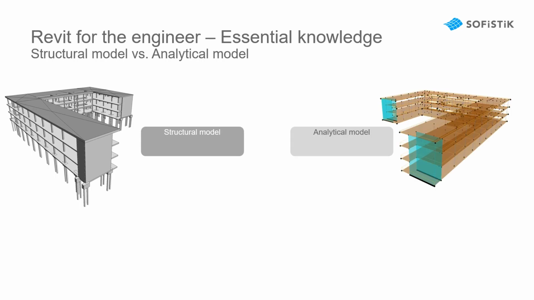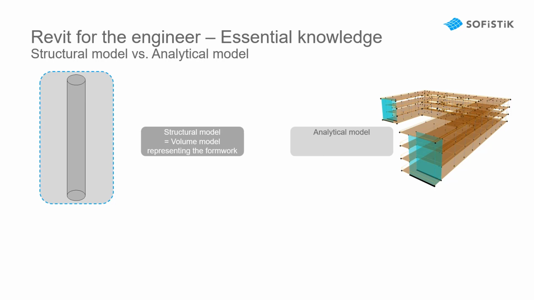Understanding the roles and differences of both the structural and the analytical model is important. So we now take a moment to look at those two models in detail. On one hand, there is a structural model. It embodies the volume of an object and is used for architectural or formwork planning. On the other hand, there is the analytical model. This wireframe model represents the structural properties of an object and is used for calculation.